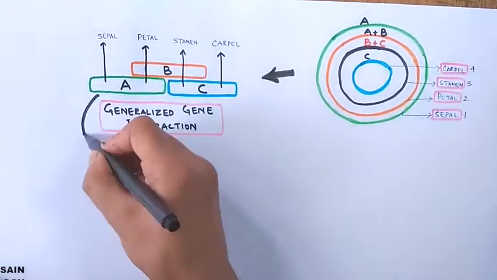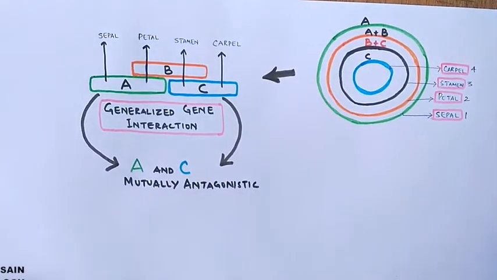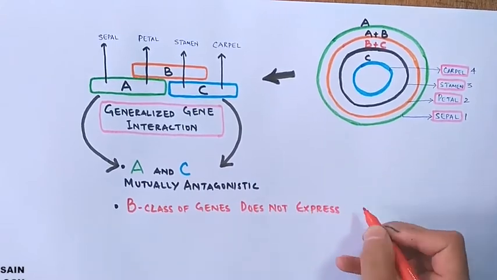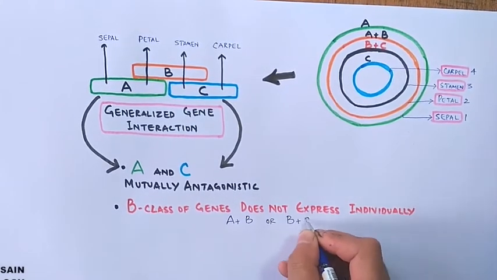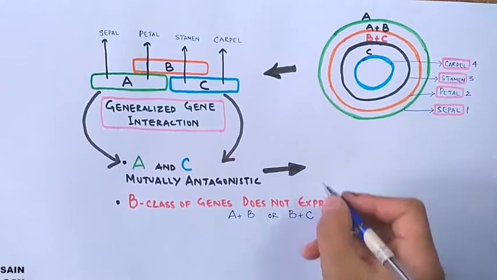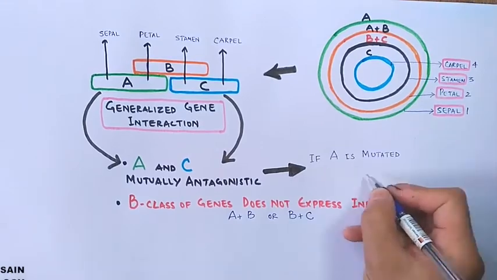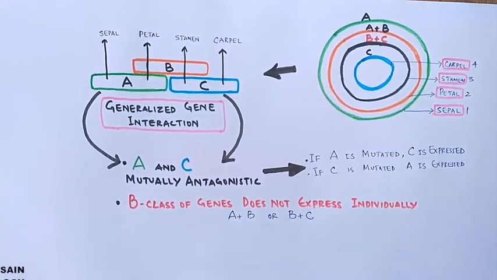From this diagram, we can see A and C are mutually antagonistic to each other. And also B class genes do not express individually. Either these genes function as A plus B or B plus C. And from the A and C antagonistic activity, we see if A is mutated, that time C is expressed, and if C is mutated, that time A will be expressed.